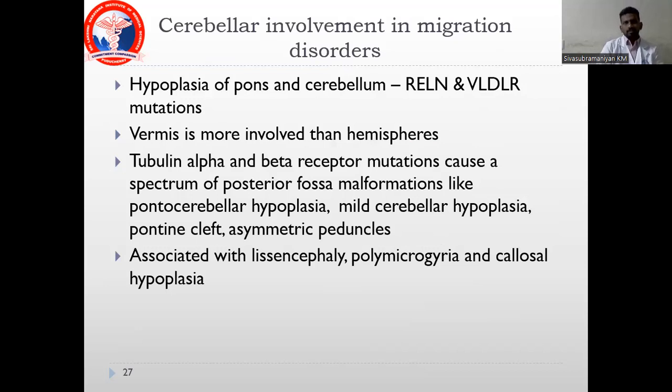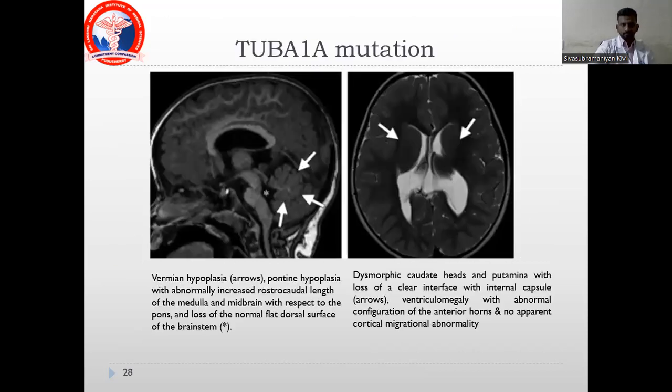So, as far as cerebellar involvement in migration disorders is concerned, you generally have a hypoplasia of the pons and cerebellum with RELN and VLDLR mutations. The vermis is more involved than the hemispheres, and tubulin alpha and beta mutations, in addition to the cerebellum, also cause pontocerebellar hypoplasia, pontine clefts, and asymmetric peduncles. And it's usually associated with polymicrogyria and mesencephaly.